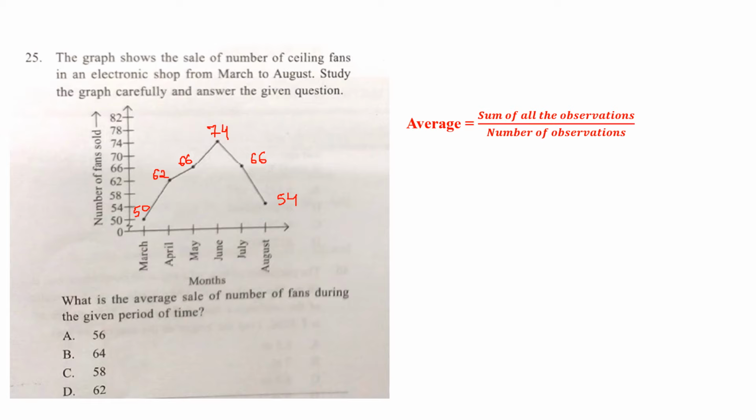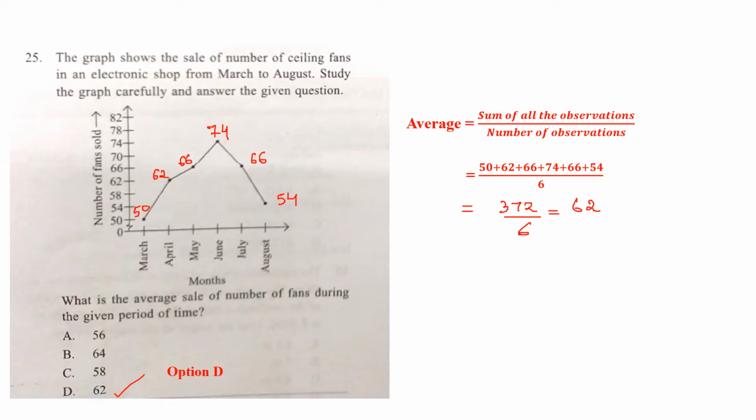Now you have to add all these values and divide it by the number of observations. As this data is for 6 months, the number of observations is going to be 6. So it is 50 plus 62 plus 66 plus 74 plus 66 plus 54 divided by 6. If you add it, you will get 372 by 6, and this will give you 62. So if you see the options, your correct option is option D.